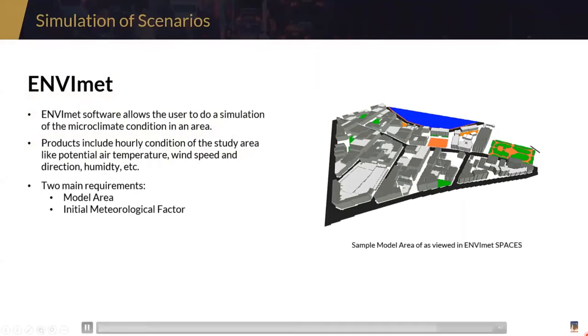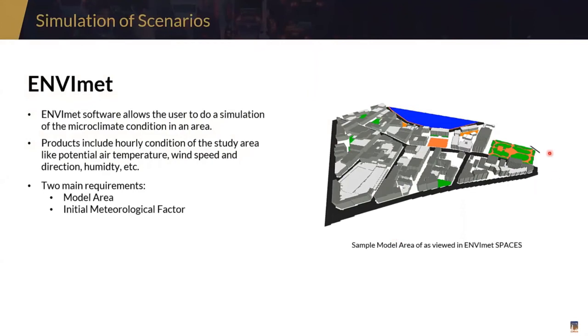So we have two main requirements before we can start yung simulation sa NVMet. So the first is yung model area. So as you can see sa right, this is a sample model area as viewed sa software na NVMet. So you can observe there are buildings, so may mga vegetation. And the next requirement is yung initial meteorological factor. So these are yung initial condition nung place before starting the simulation. So ano yung temperature niya at the start of the simulation, ano yung wind speed, direction, etc. Other conditions ng area.